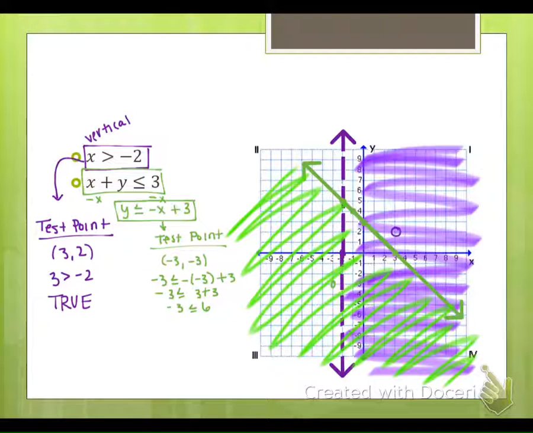So they overlap down here in this region here. So that region there is the region we will shade darker. I'm not going to use black this time. That did not go well.